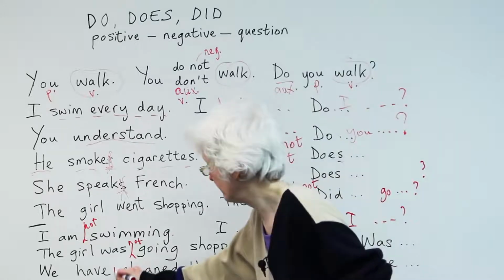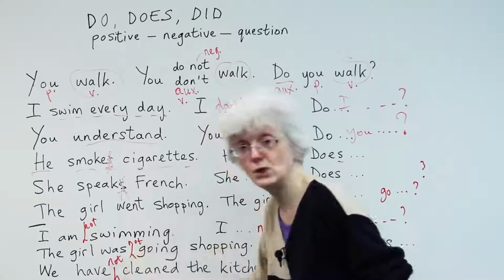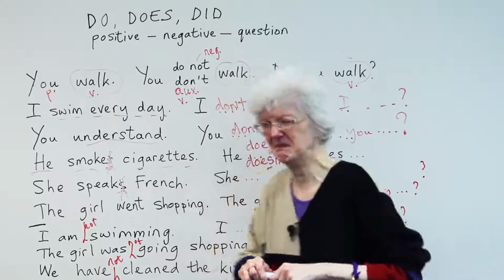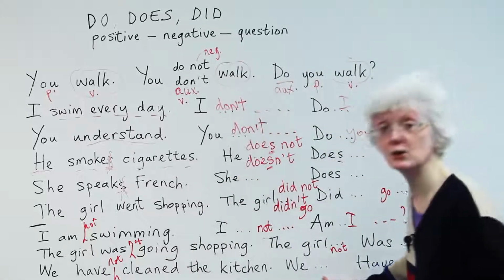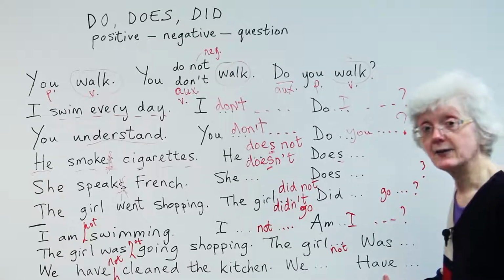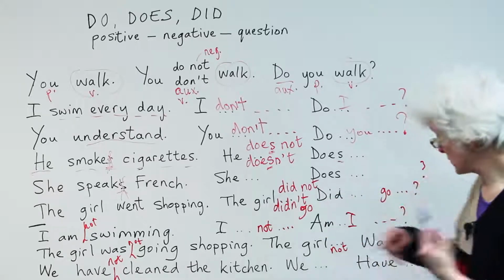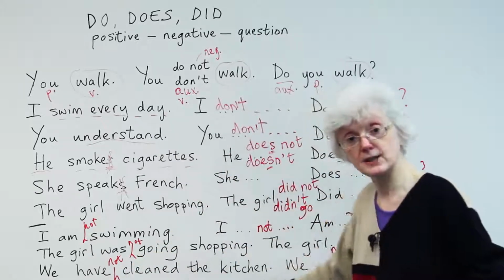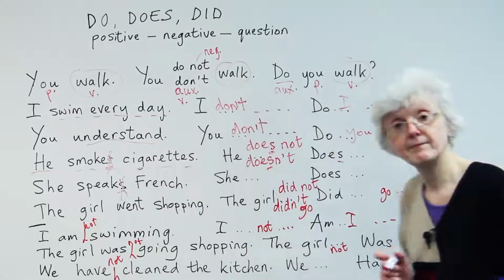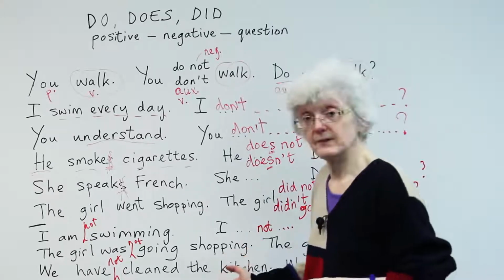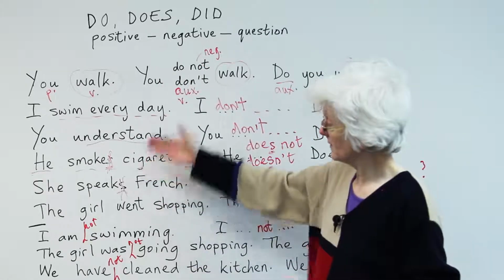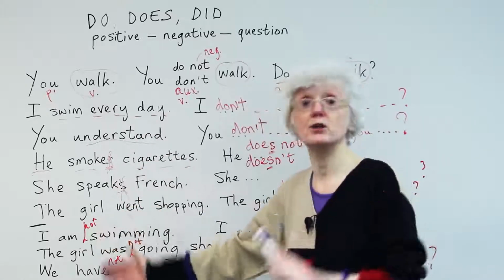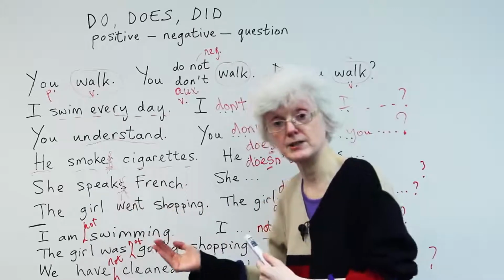Sadly, we have not cleaned the kitchen, and it's disgusting. Oh, horrible. Okay, we have not cleaned the kitchen. And the question, just change the word order. Have we cleaned the kitchen? Question mark. Okay, so there we are, some examples of do where it's needed and examples of places where it's not needed because of the different tenses.